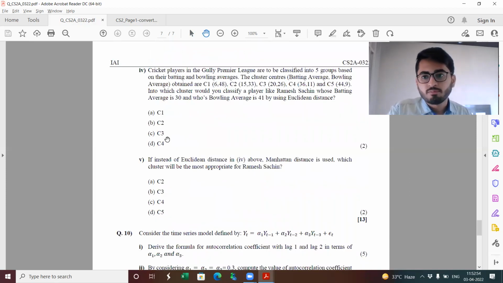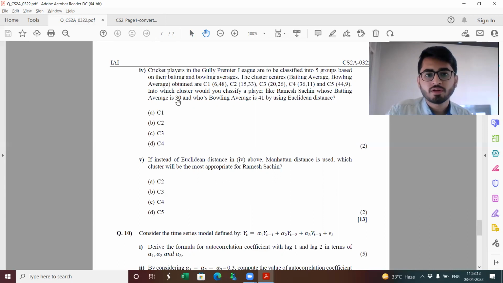Parts 4 and 5 are from machine learning. In part 4, we need to apply Euclidean distance, which is the root of (x1 minus x2) squared plus (y1 minus y2) squared. And part 5 is the Manhattan distance, which takes the modulus values, that is mod of x1 minus x2 plus mod of y1 minus y2.